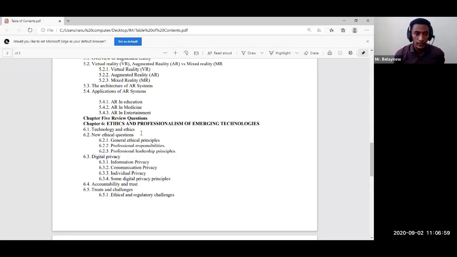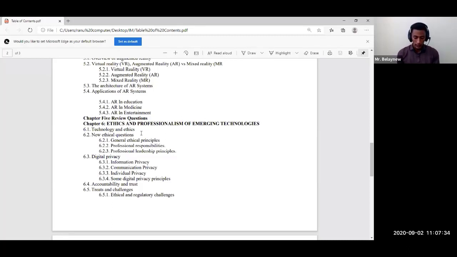So we will discuss different ethical aspects for this emerging technology, or in information technology, or information communication in general, in computer science. ስለዚህ እነሱን እናያለን, and different professional responsibilities, professional leadership principles, and so on. So ethical aspect in this chapter, accountability and trust.